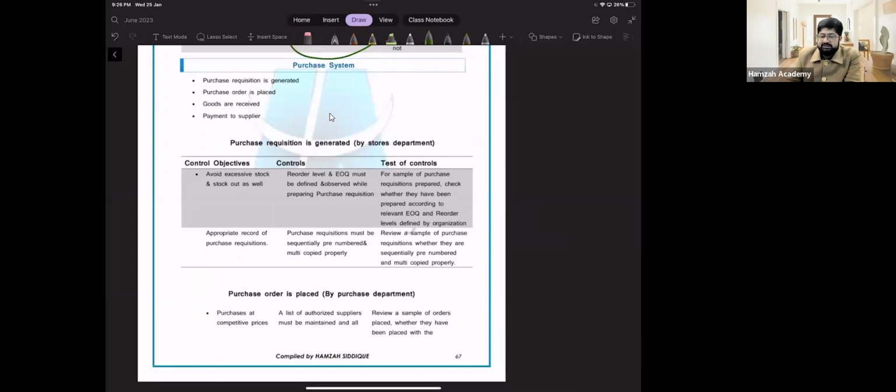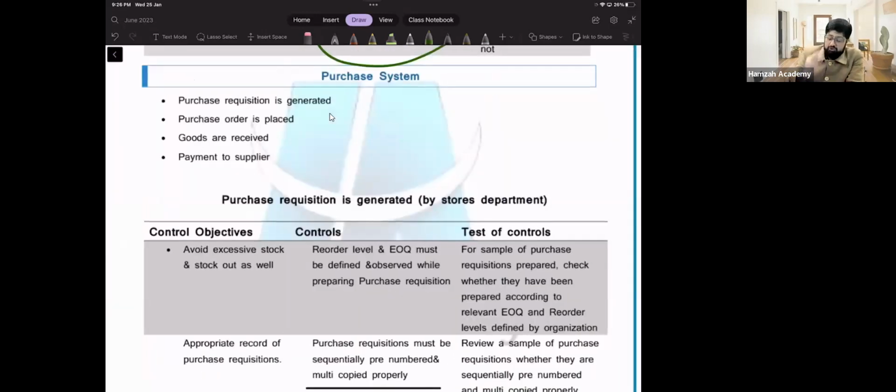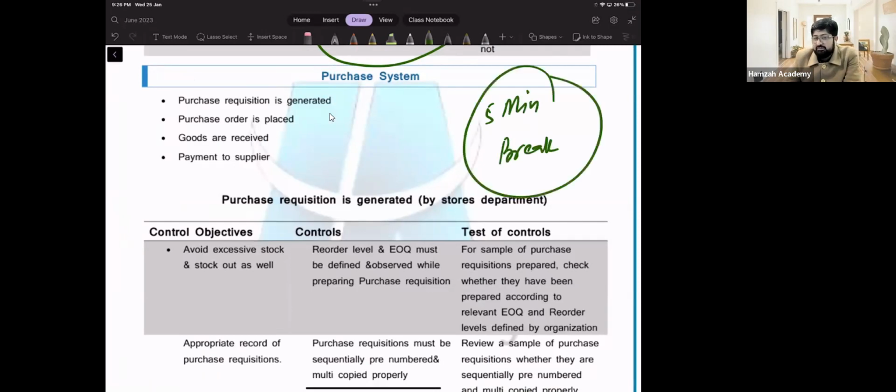Now, the next is the purchase system. But I'm going to take a 5 minute break again because it is important to be fresh. Okay, so please refresh yourself, have some water or walk. 5 minutes, we'll be back.